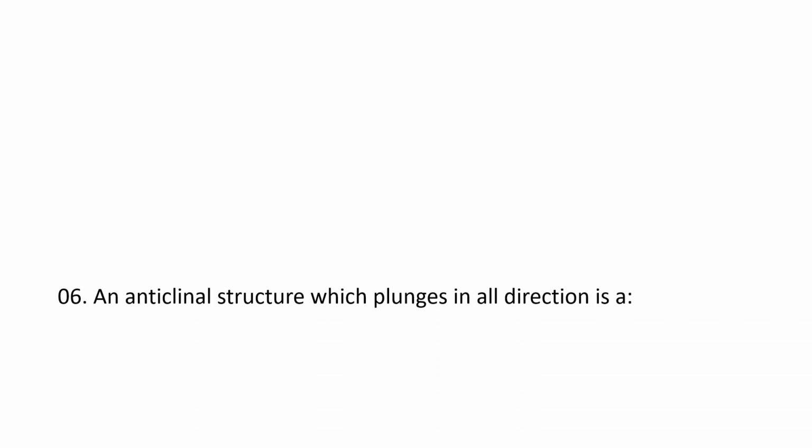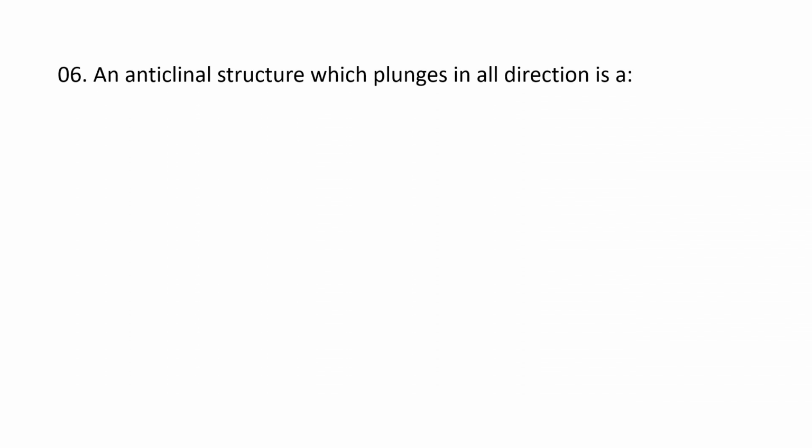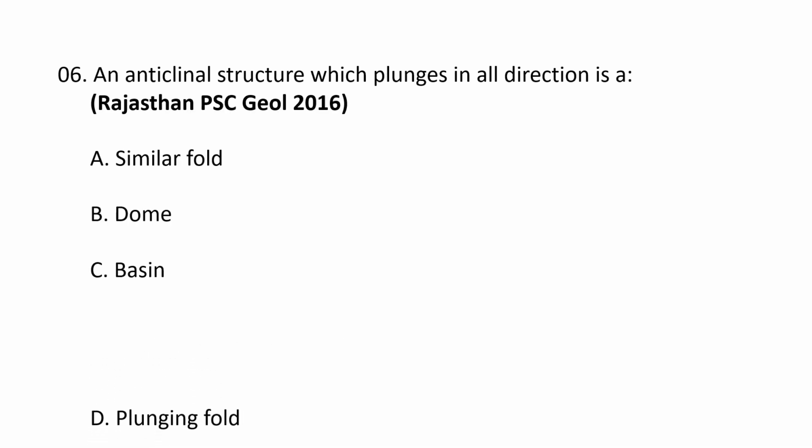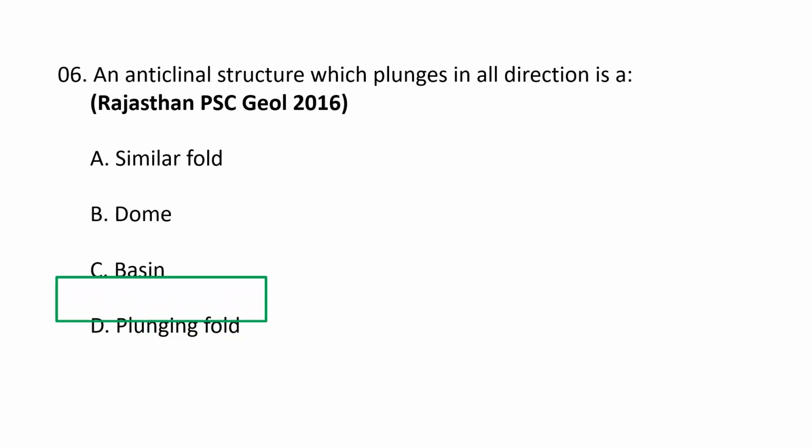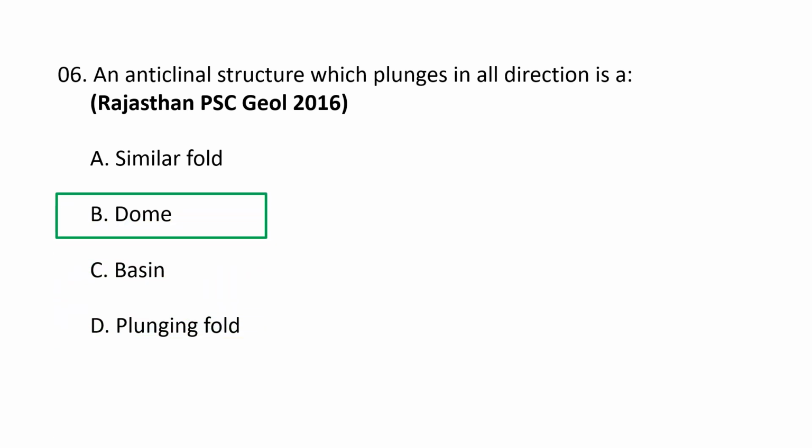Next question. An anticlinal structure which plunges in all directions is A. Similar fold, B. Dome, C. Basin, D. Plunging fold. An anticlinal structure which plunges in all directions is known as a dome. Breached anticlines can become incised by stream erosion, forming an anticlinal valley, and a structure that plunges in all directions to form a circular or elongate structure is a dome. B is the correct option.